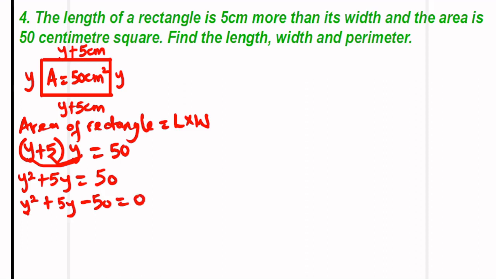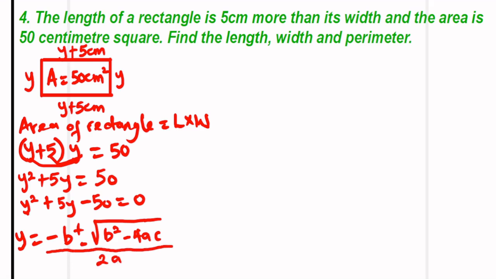For the first three questions, we've been working with the factorization method. But for this number 4 and probably number 5, which is the last question for this class, we're going to be using the formula method. And what is the formula method? For this question, the letter we have here is y. So y should be equal to minus b plus or minus root b squared minus 4ac, all over 2a. This is the formula for a quadratic equation.